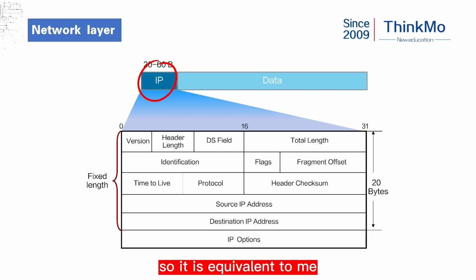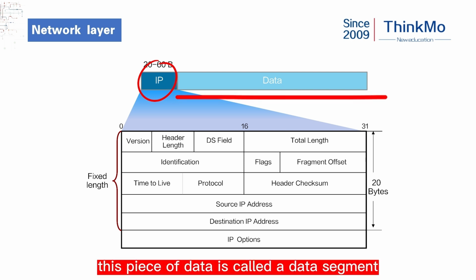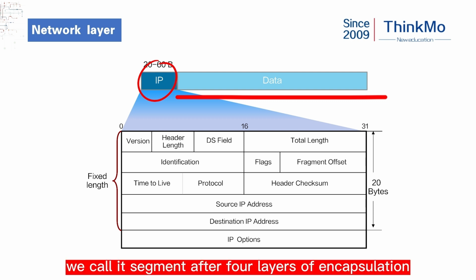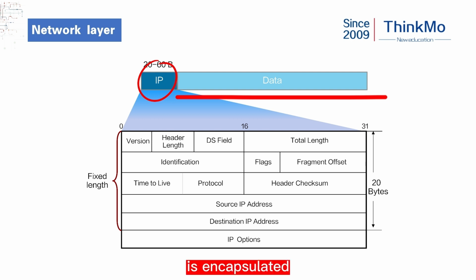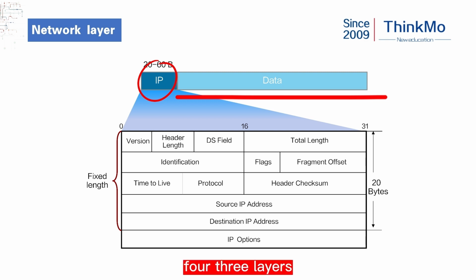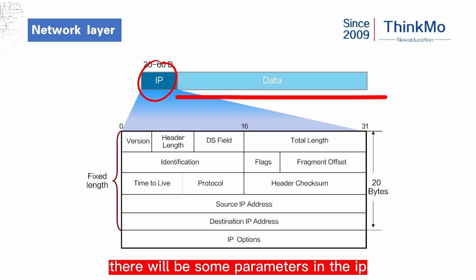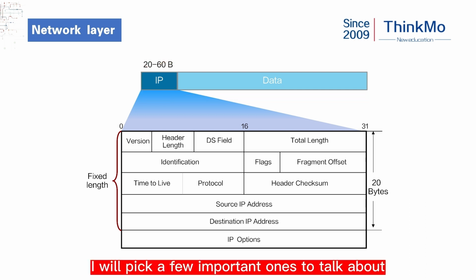So the 4 layers have been encapsulated now. This piece of data is called a segment after 4 layers of encapsulation. A packet is after the network layer header is encapsulated. Don't confuse this, but in fact it is enough to understand. For layer 3, there will be some parameters in the IP header that are slightly more important. Everyone needs to remember. Let's look at the whole; I will pick a few important ones to talk about.